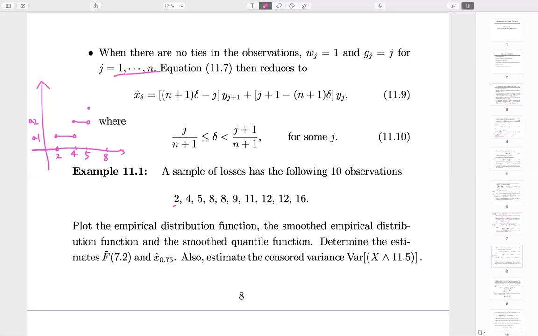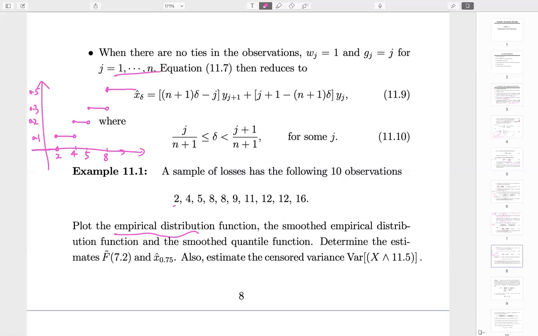So for 5, it's still the same, 0.3. And then for 8, you go up to 0.5. Again, it's not scaled. And then you will stay until 9. Well, you can continue. This is the empirical, what I just did.